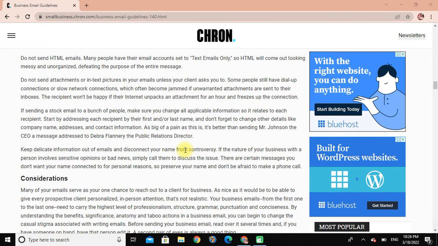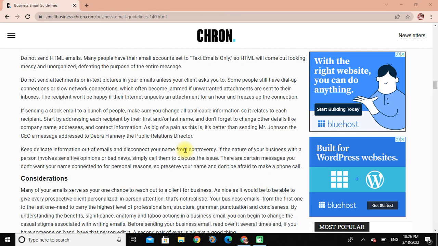Do not send attachments or in-text pictures in your email unless your client asks you to. Some people still have dial up connections or slow network connections, which often become jammed. If unwanted attachments are sent to their inbox, the recipients won't be happy about their internet being clogged up.